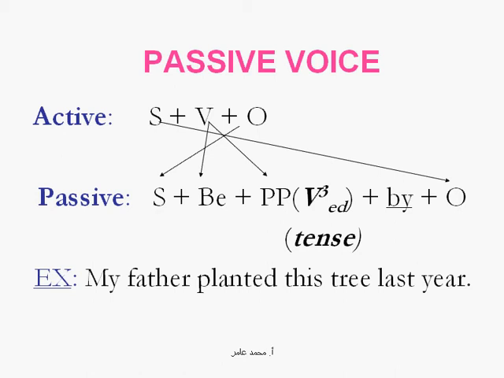And then we use verb to be in the suitable tense according to the tense of the active sentence. Then we use the past participle of the verb, the third form of the verb in the original sentence. And at the end we change the subject into object, in case it is mentioned, and precede it with the word by.